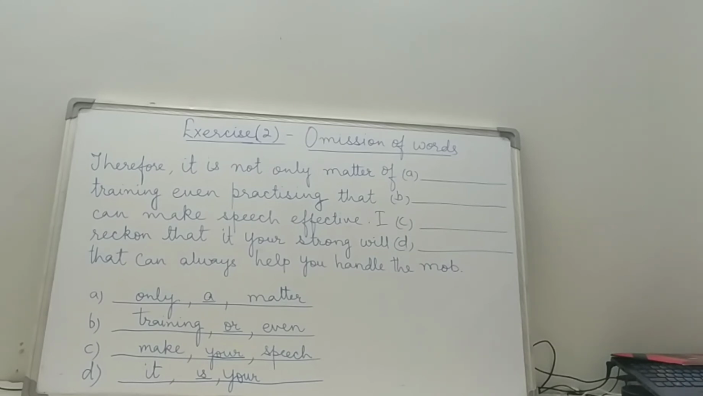In the next line you can see training and practicing. Two things are given. So there should be or. So again in the second line you can see the missed out word is or. So the word before that is training written, and the word after that is even written, and or is underlined. Or even practicing that can make speech effective.